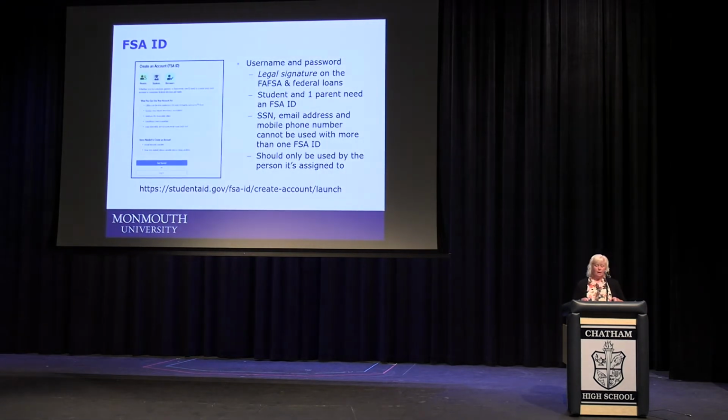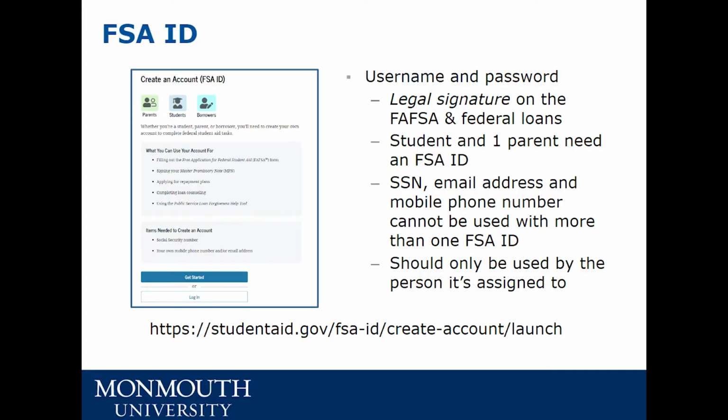Okay, so when we get down to business and want to complete our FAFSA, one of the things that we need is something called an FSA ID. The FSA ID is a username and password that's used to access the FAFSA application and also serves as the legal signature on the application. Both the student and one parent need an FSA ID. So it's important to note, student and parent need this. You both have to sign off on the application.